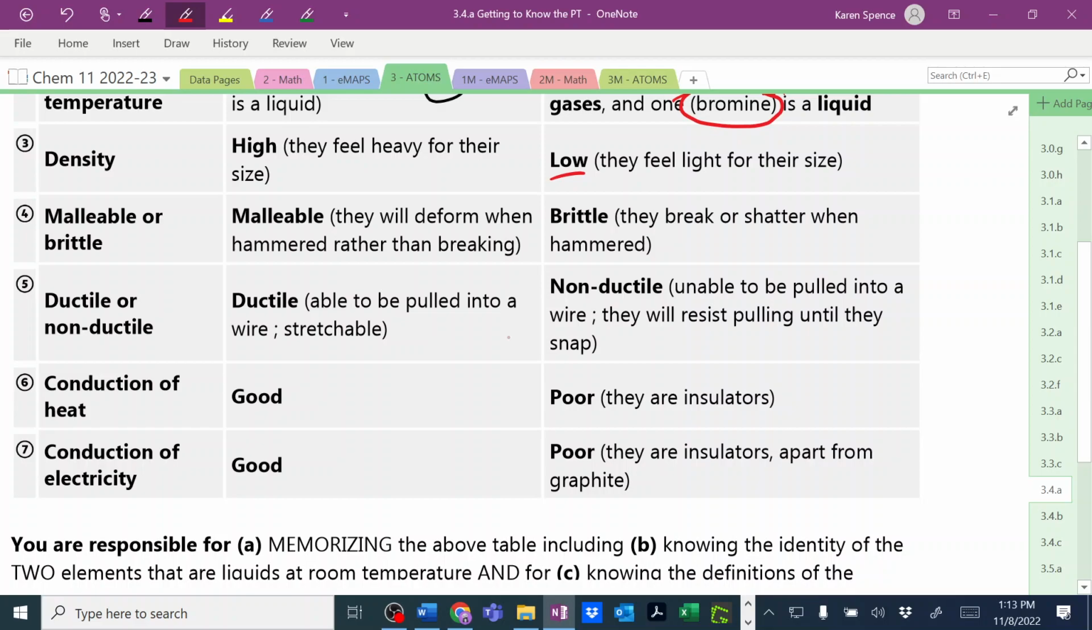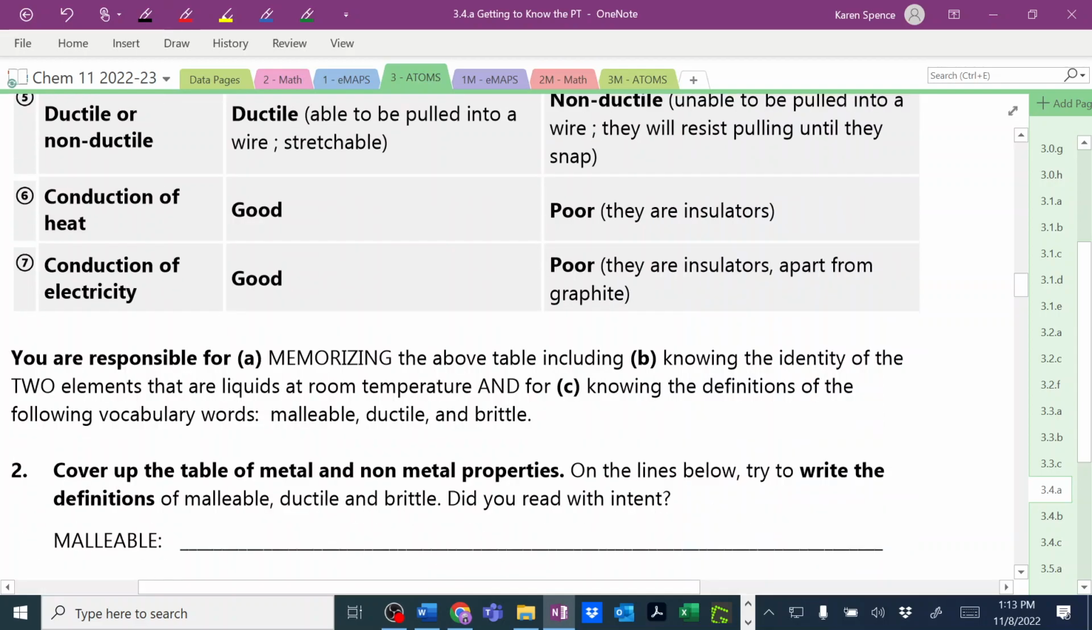That's because the glass, which is made of silicon, a metalloid, and oxygen, a non-metal, does not conduct heat nearly as well as a metal pan. So that's why if you have a glass cake pan, you need to cook your cake for longer than if you have a metal cake pan. So conduction of heat: metals are good, non-metals are poor. Conduction of electricity: our wires are made out of metals, they are not made out of non-metals. So you are responsible for memorizing this table, knowing the identity of the two elements that are liquids at room temperature.